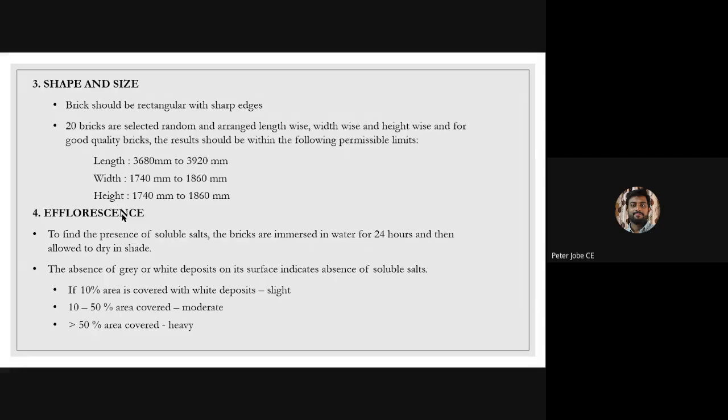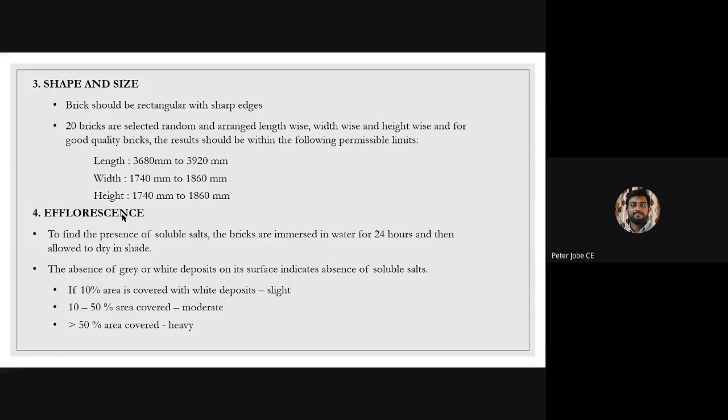So quantitatively, what we will do is measure the total area of these patches using some device, or even a small analysis might be required if an experienced person is looking into that. If the area of white patches is less than 10% of the total surface area, we can say that a slight amount of soluble salt is present, but it won't harm construction or strength much. So we can use that for construction.